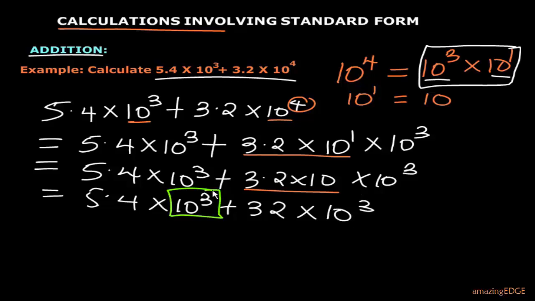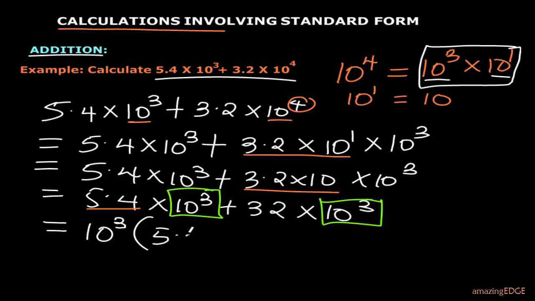So at this point, everything is okay because we now have a common power, so we have a common index. So this and this have become the same, so you can bring out the common factor. Once you bring out the common factor, this is 10 cubed. So what remains now? What remains is this 5.4, so you have your 5.4 plus here you have 32 remaining. So you have plus 32.